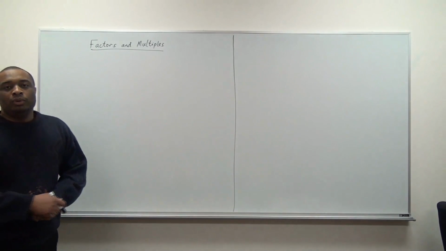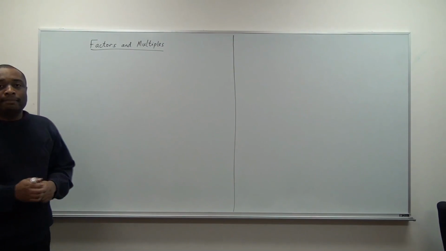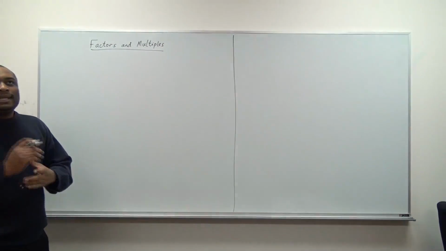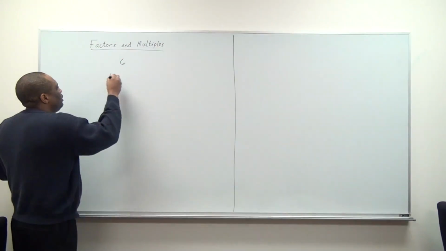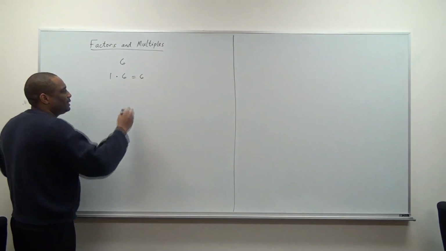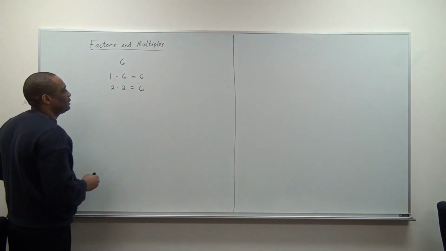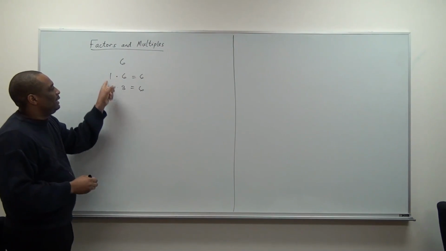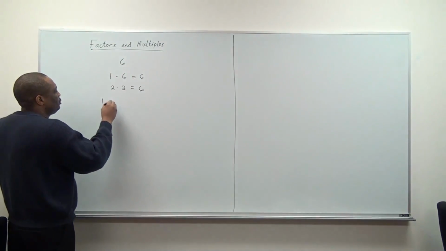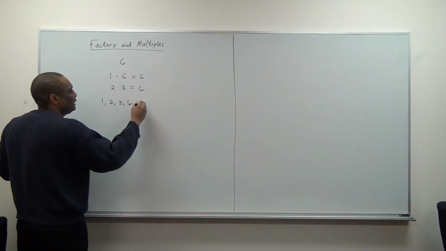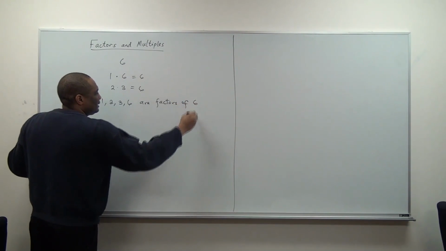In this segment we shall talk about factors and multiples. Let's take for instance a number 6. We see that 1 times 6 will give us 6. 2 times 3 will give us 6. So if you look at this, we say that 1, 2, 3, and 6 are factors of 6.